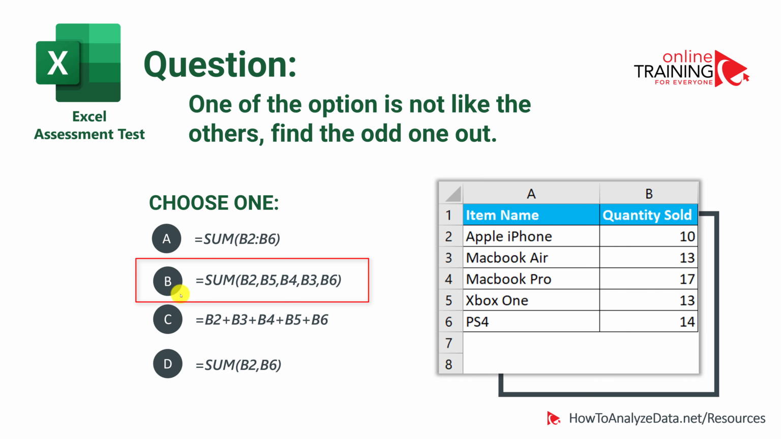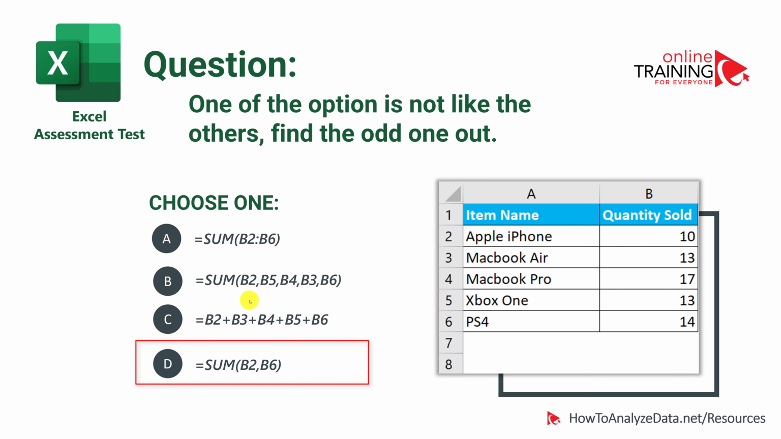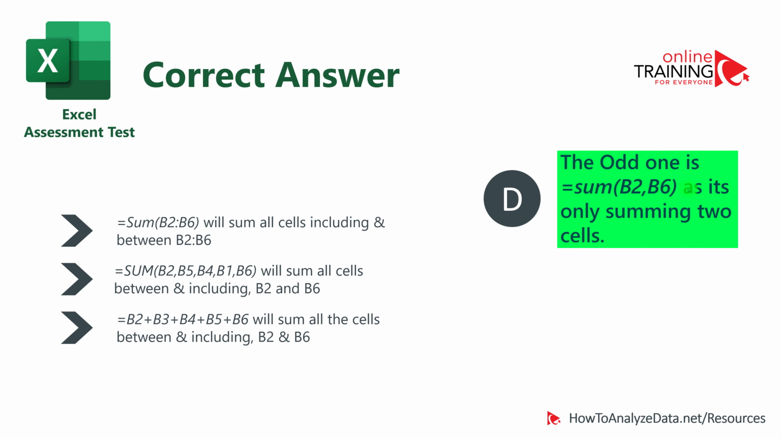Interesting thing is that the odd one is the one that doesn't lead to the same sum of the values, to the same result, which is choice D, because in that choice only 2 values are being added, B2 and B6. In all other choices, A through C, all of B2 through B6, which is B2, B3, B4, B5, and B6 values, are being added, and then it results in the sum. So the odd one here is choice D. And it is the odd one because it only adds 2 values instead of adding all 5 values. Hopefully you've got this one right, because that was a tricky one.